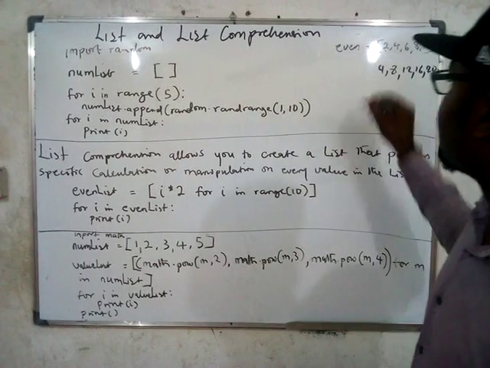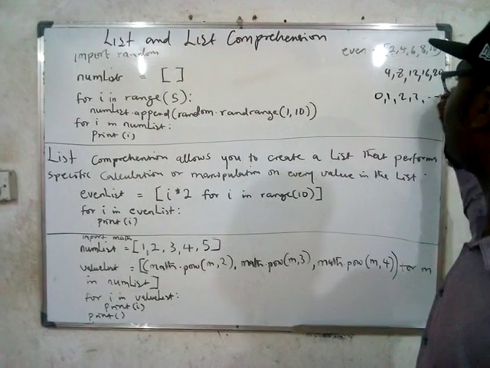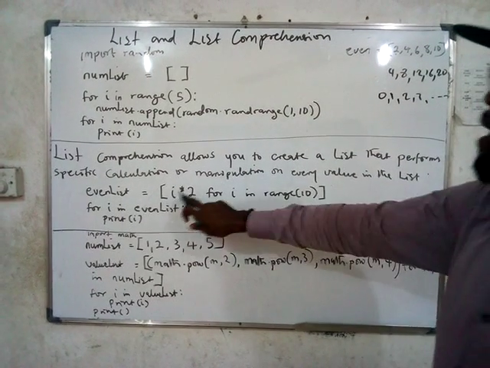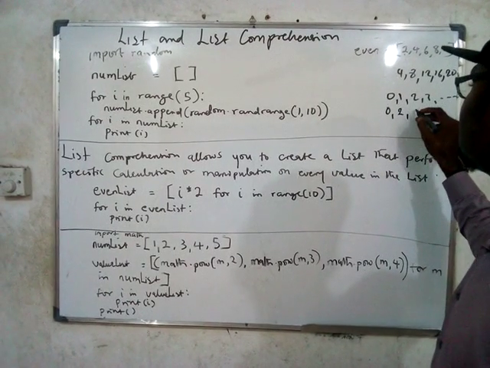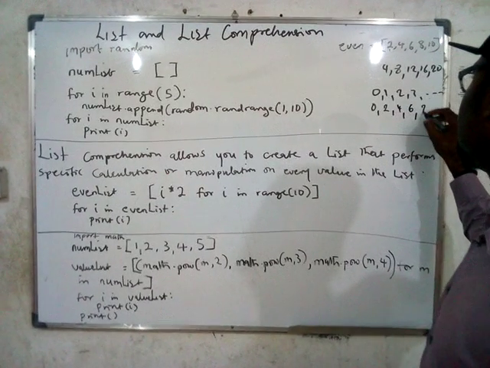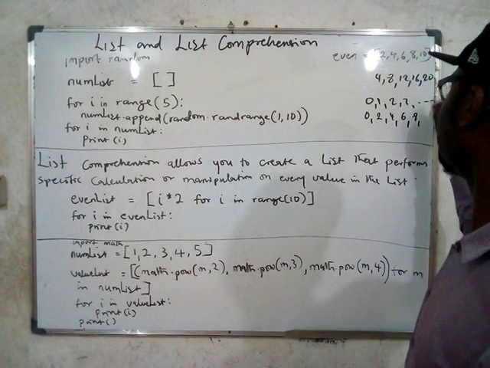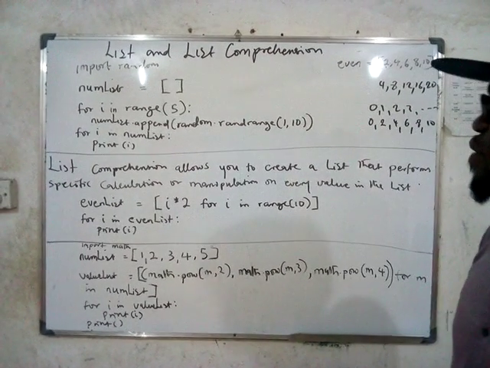So you're taking from 0, 1, 2, 3, 4, 5 to 9. You want to multiply each of them by 2. 0 times 2 will give you 0. 1 times 2 will give you 2. 2 times 2 will give you 4. 3 times 2, 6. 4 times 2, 8. 5 times 2, 10. So you'll be having this sort of values when you do this.